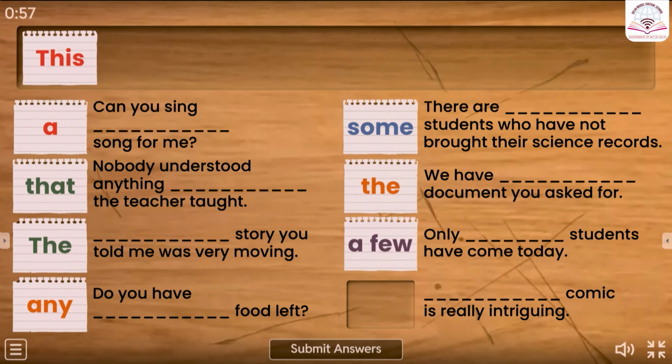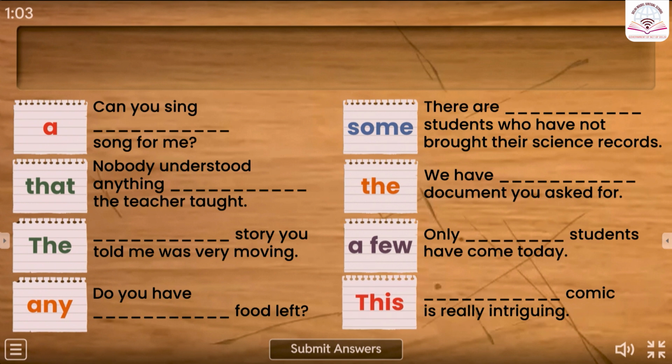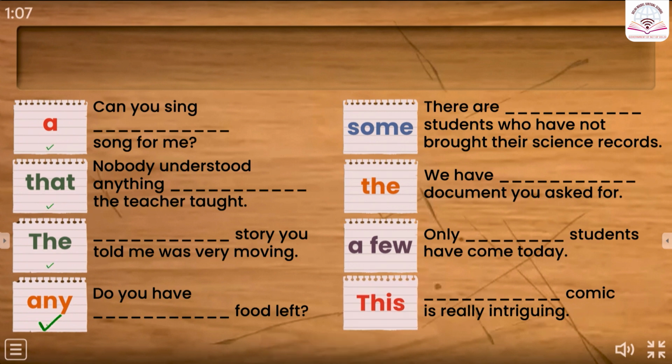And we come to our last sentence. Dash comic is really intriguing. And the option that is left is this. I will place it here. Let us check our answers. I hope you enjoyed this activity.